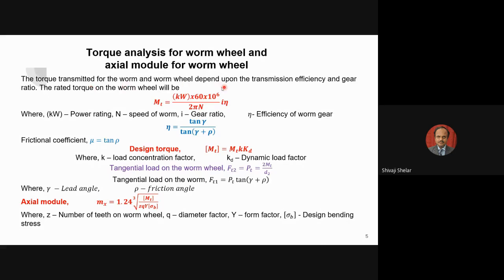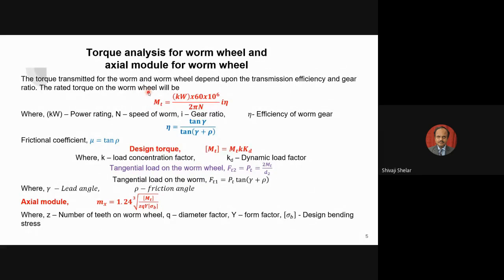If you know the power in kilowatt, then the torque transmitted on the worm and worm wheel depends upon the transmission efficiency. This term is very important. I was talking about this when I opened the first slide, that worm and worm wheel have lower transmission efficiency. It also depends upon the gear ratio. Let's understand where we are calculating torque. We are not calculating torque on the worm. We are calculating torque on the worm wheel. So we are inputting to the worm and calculating output at the worm wheel. This value is the rated torque on the worm wheel.